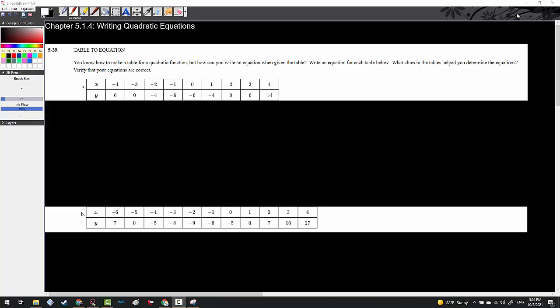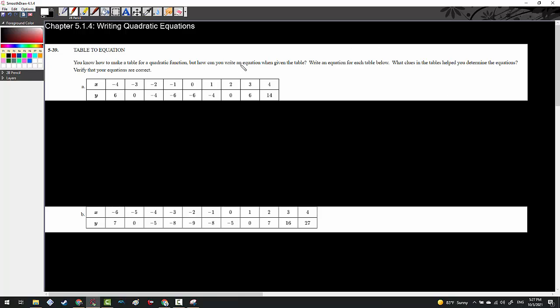In today's episode, we will be discussing Chapter 5.1.4, which is Writing Quadratic Equations. This lesson builds a lot upon the last couple lessons where we realized that the x-intercepts of a quadratic function provide a lot of information for us in terms of how to begin the process of seeing a quadratic, and now we're going to extend this into writing a quadratic.